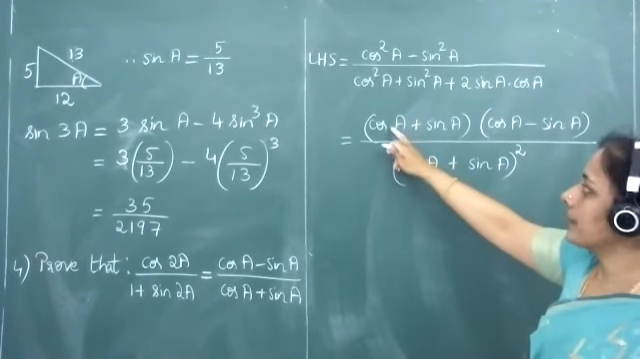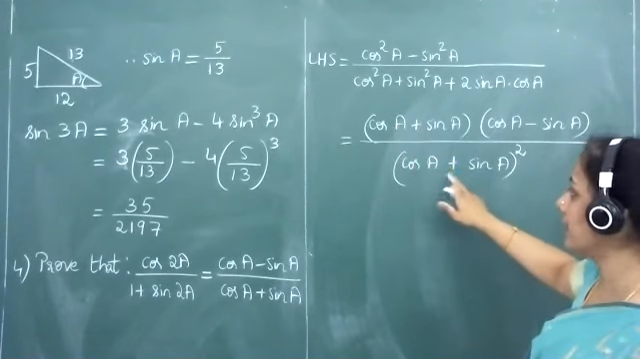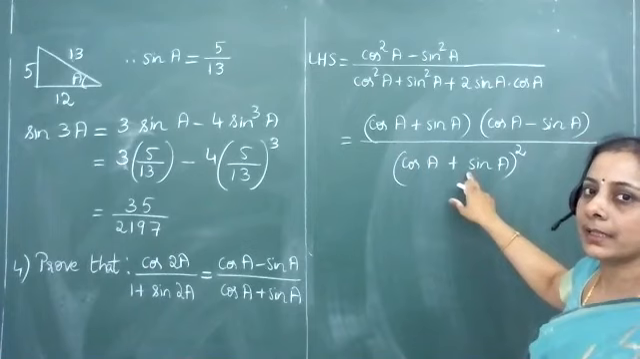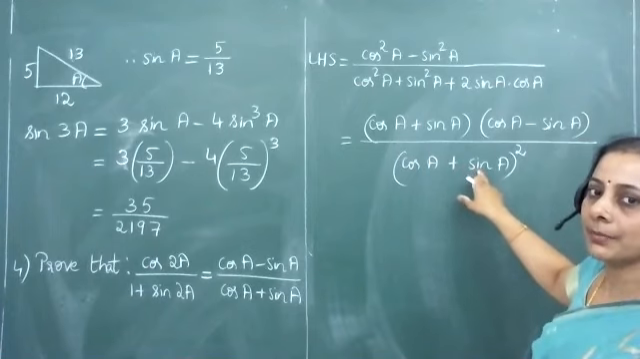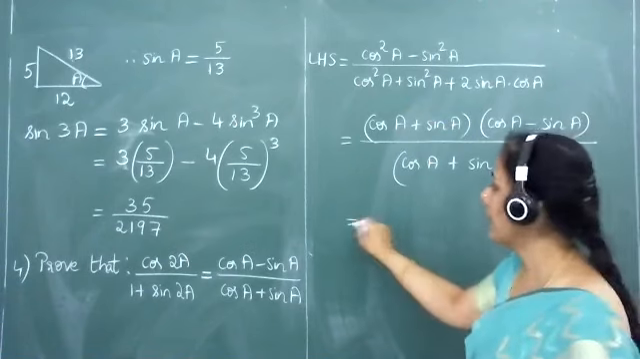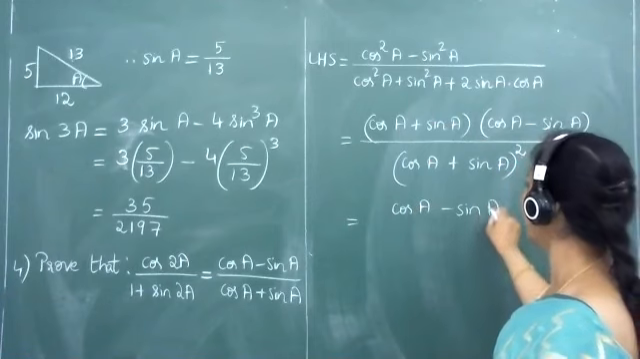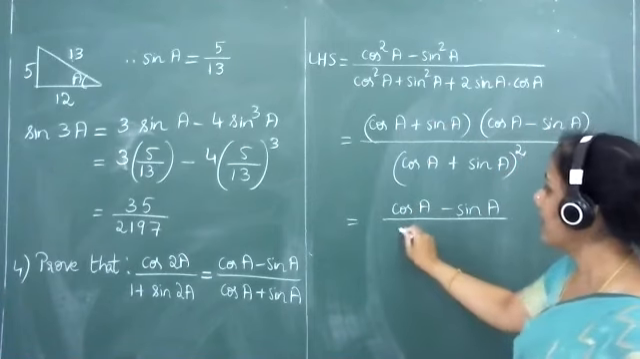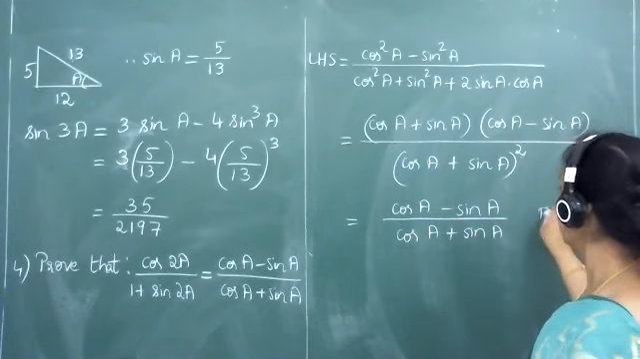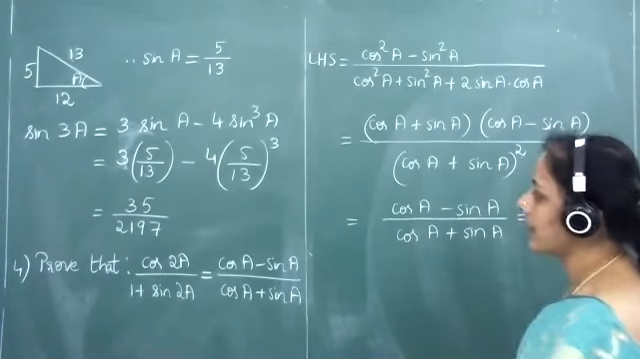Now what do we observe? Cos a plus sin a, one factor in the numerator, cos a plus sin a the whole square, two factors in the denominator, same term, two factors. So I can cancel one term here, and thereby I will be having the numerator left as cos a minus sin a divided by cos a plus sin a, which is the required RHS. So the result is proved.